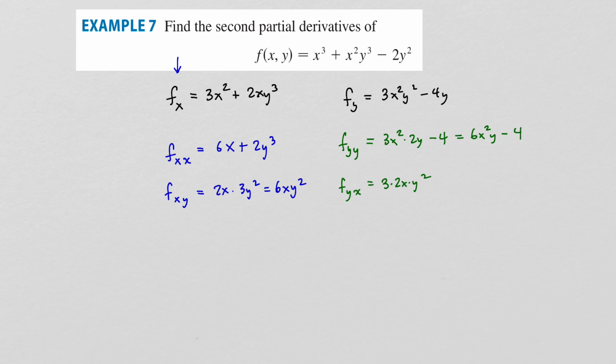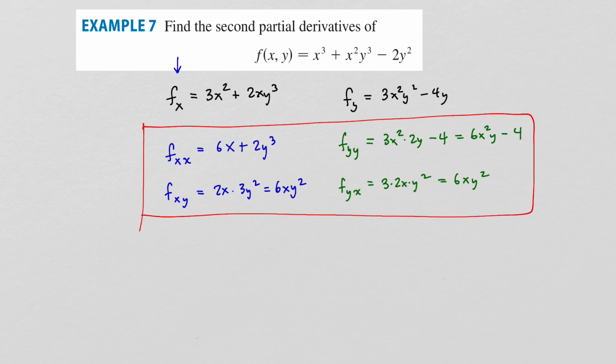And now the derivative of 4y with respect to x is 0. And so this derivative is 6xy squared. So here are the 4 second partial derivatives for that function. Now I would like to point out that the mixed partial derivatives, these are called the mixed partial derivatives because they mix the two variables xy and yx. Notice that the answers for those are the same.